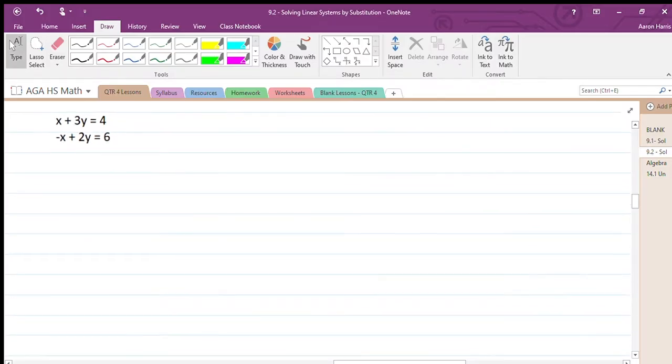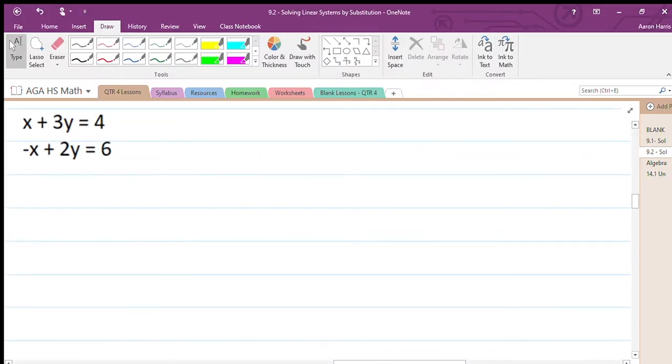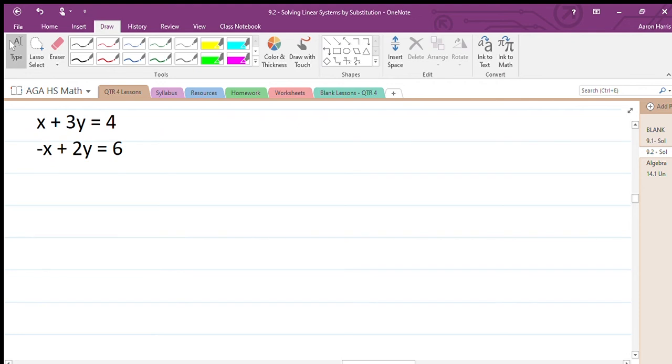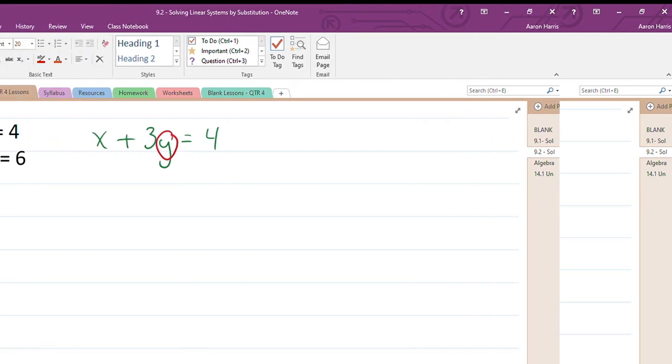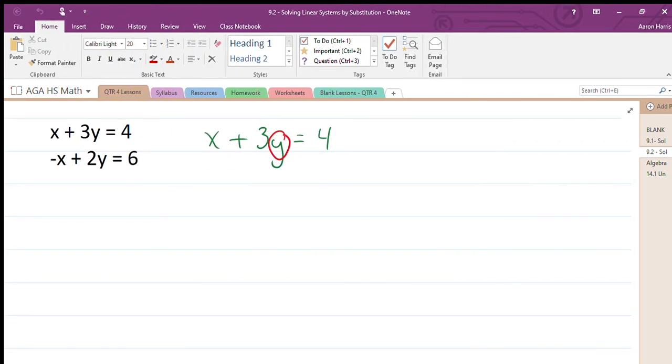The last one, x's are all alone. I could solve for the x, but let's stay true to form. Let's just sit there and solve for y, because if I ask you to graph, if I ask you to use substitution, if I ask you to do elimination, you would be able to do it no matter what, okay? So let's solve for y in this first equation.